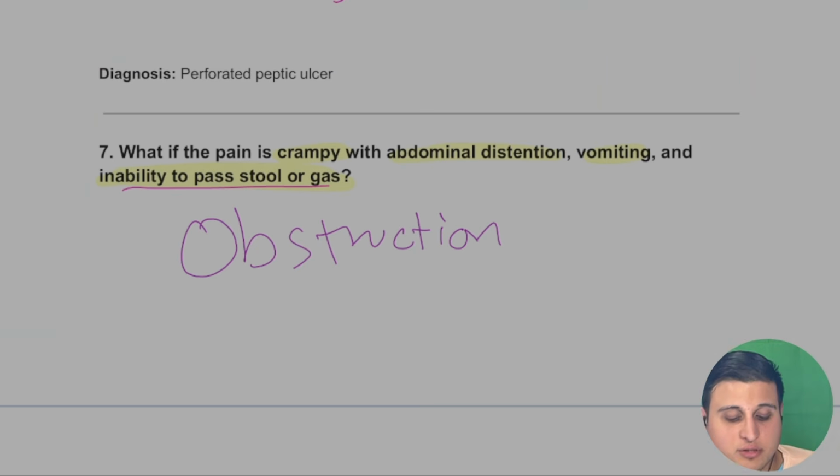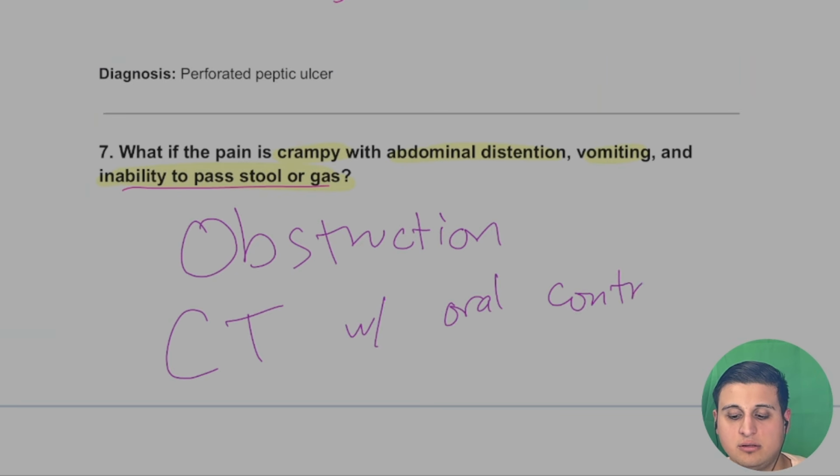Some small bowel obstructions we can treat by just putting in an NG tube. Typically, you're going to do imaging, and on imaging, you're going to see that there's just nothing after a certain point, right? So you can do a CT with contrast, and you can do oral contrast, and you'll see that there's nothing going after a certain point.